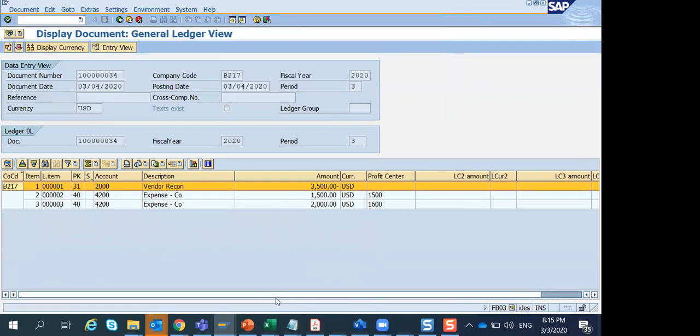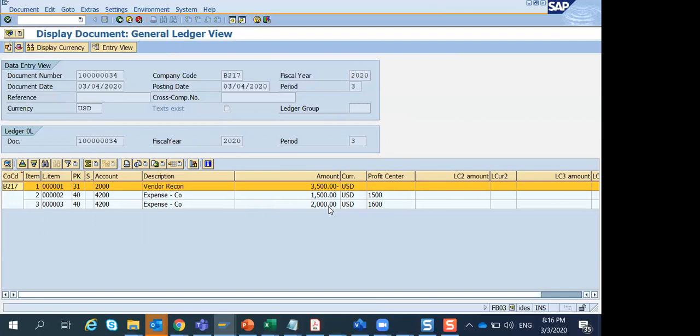The vendor recon, that's 3,500, split into 1,500 and 2,000, with 1,500 for profit centers 1,500 and 1,600. Exactly. That's exactly what's supposed to happen. The recon account is supposed to split into two different line items. One is going to be 1,500, the other one 2,000. The 1,500 is going to be with the 1,500 profit center. The 2,000 is going to be with the 1,600 profit center. Does that make sense?